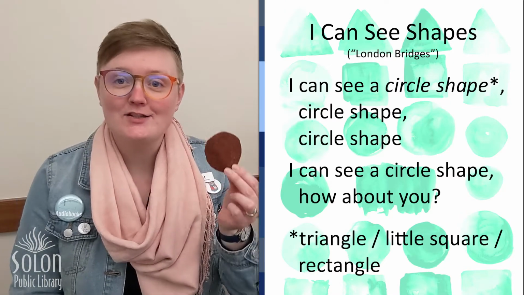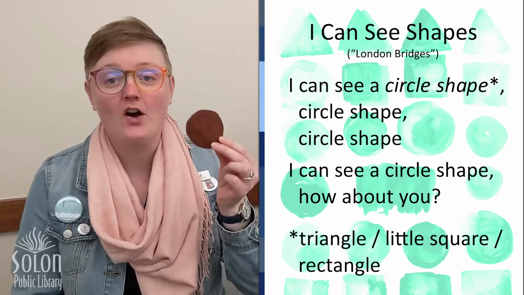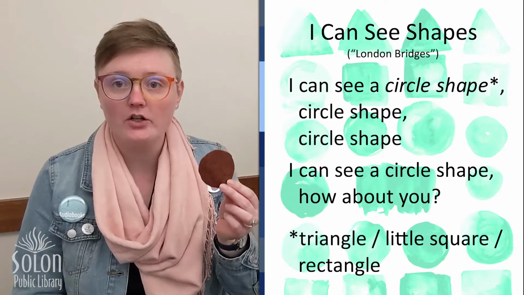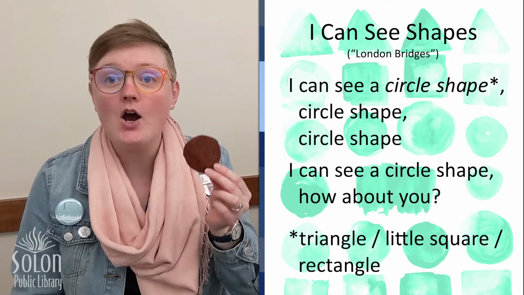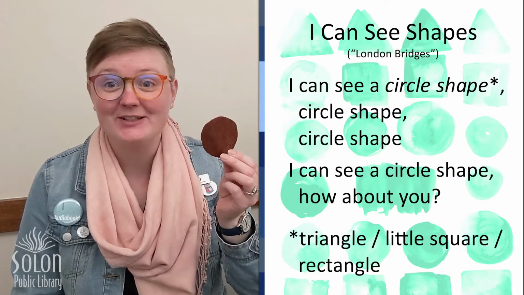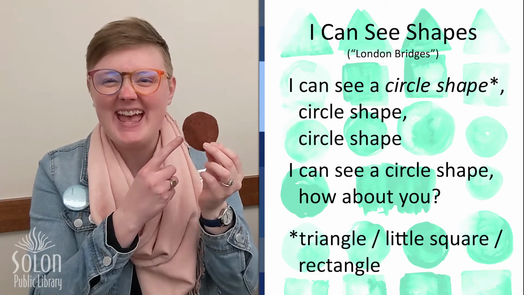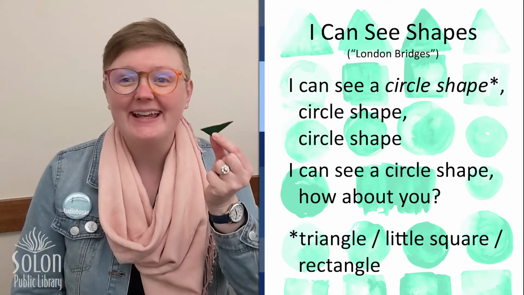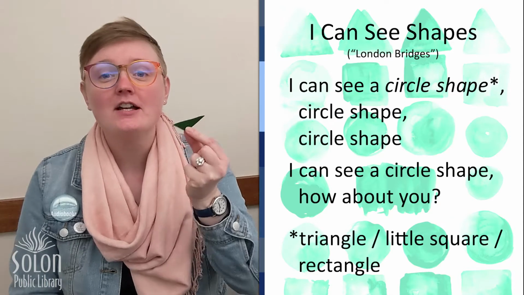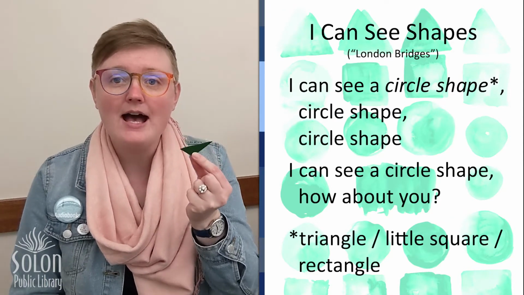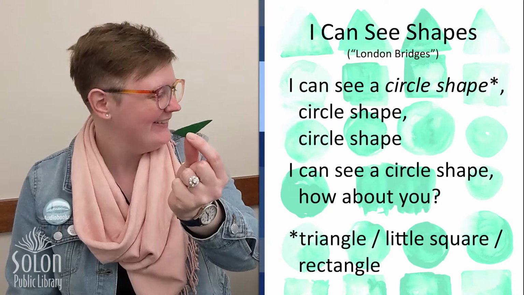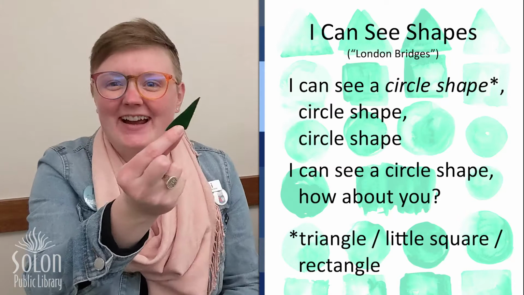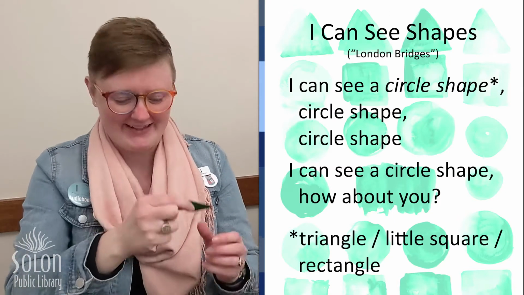I can see a circle shape, circle shape, circle shape. I can see a circle shape. How about you? Can you see a circle shape? Yeah, great job. I can see a triangle, triangle, triangle. I can see a triangle. How about you? Can you see a triangle? Yeah, good job.